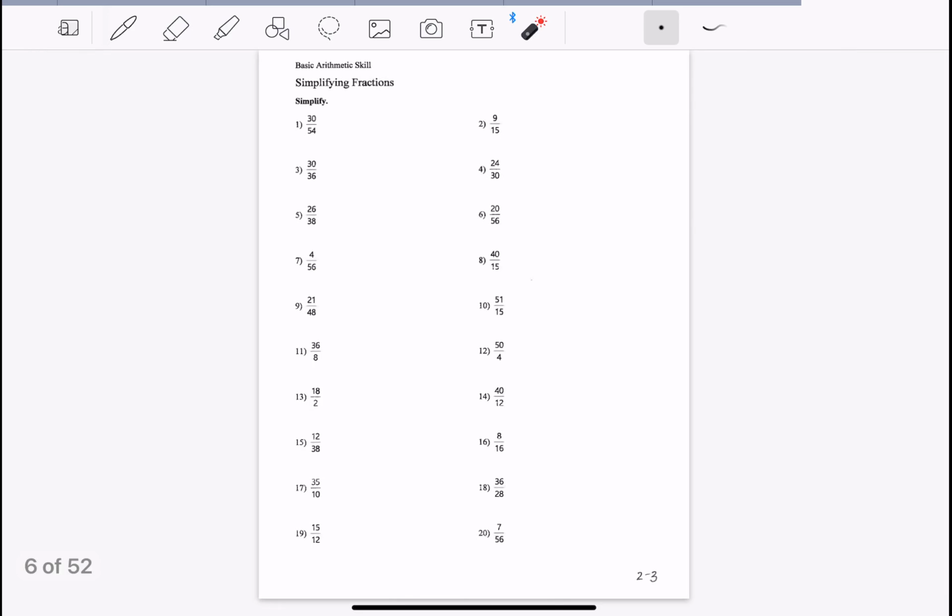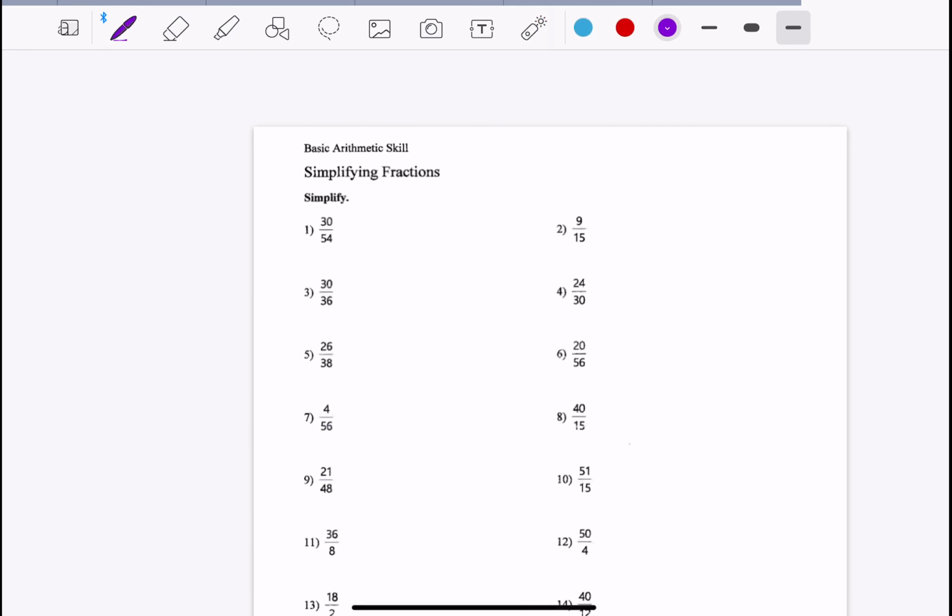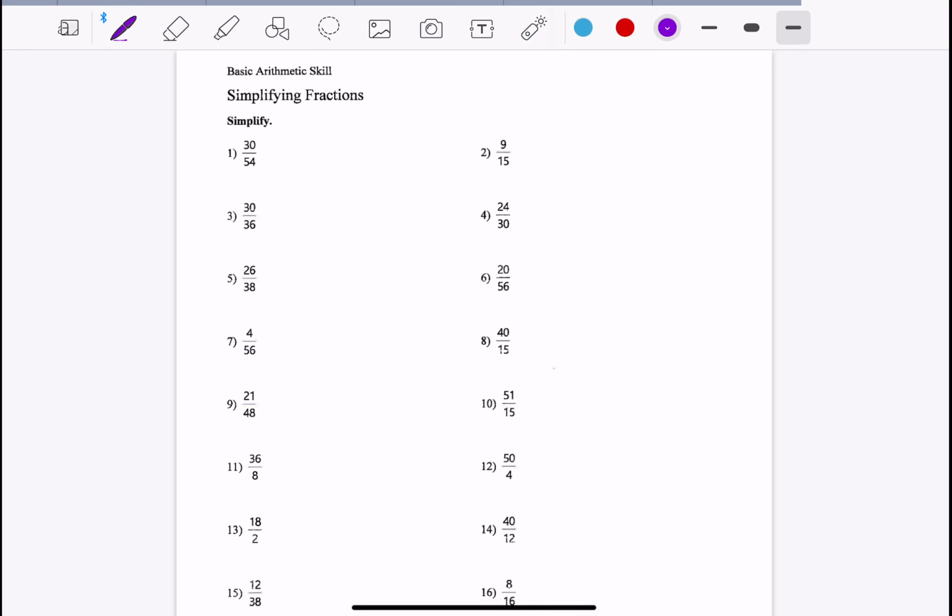So this first page we're going to work on is actually page 2-3 in the notebook, reducing, simplifying fractions. So that means you're going to find the biggest common factor for each part of the fraction, the numerator and the denominator, and then you're going to divide top and bottom by that and simplify. So simplifying fractions is really the same thing as reducing, right? And you want the greatest common factor, right? That's what we're looking for, greatest common factor of both numbers in the fraction.